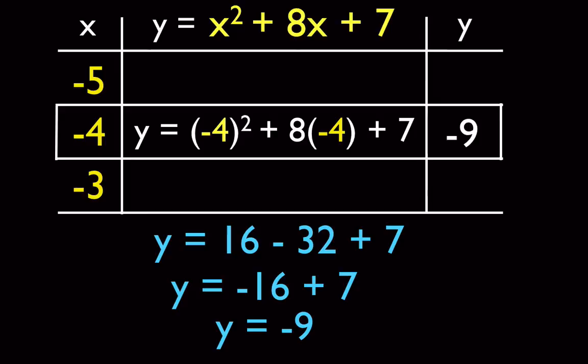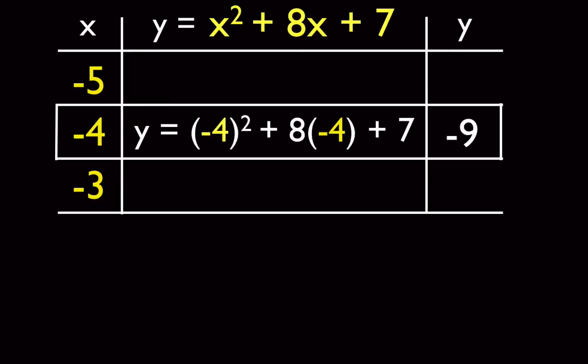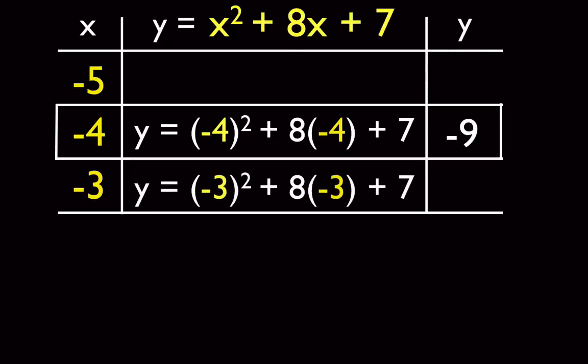I now have the vertex of my parabola. If I want just the vertex, that's it: negative 4, comma negative 9. However, I need to actually complete the parabola to graph it, so I need at least two other points to graph this. So I'm going to go ahead and plug in negative 3.